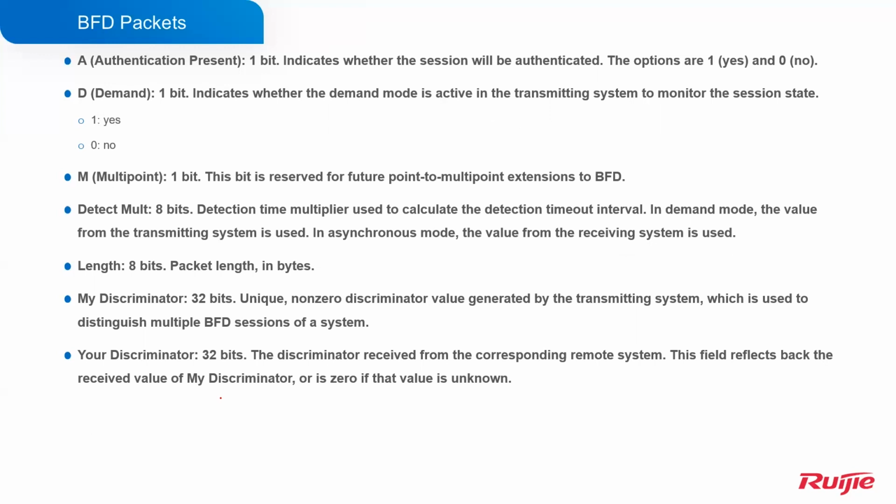And next, My Discriminator is unique. This value is generated by the transmitting system, which is used to distinguish multiple BFD sessions of a system. And Your Discriminator is the discriminator received from the corresponding remote system and reflects back the received value of My Discriminator, or is 0 if the value is unknown.